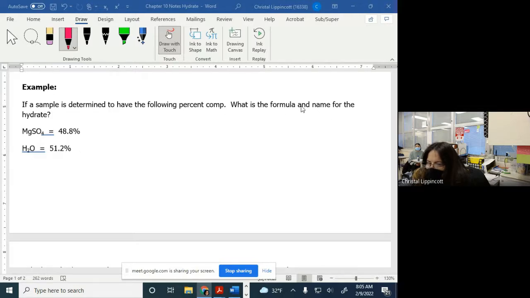So they want to know what the formula and the name for that is. So we're going to assume that we have a 100-gram sample, and we're going to change these percents then into grams. So steps 1 and 2 are done. Then we're going to take our grams and calculate moles by dividing by the molar mass of MgSO4.